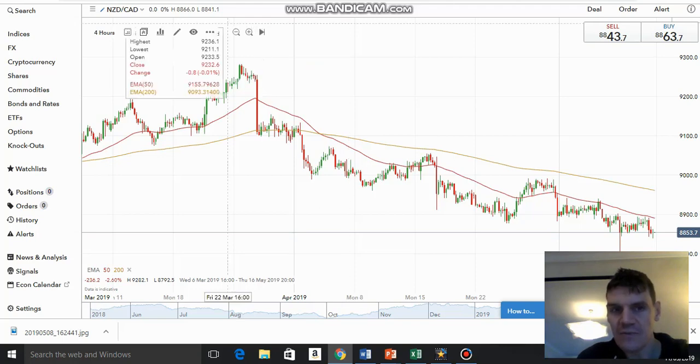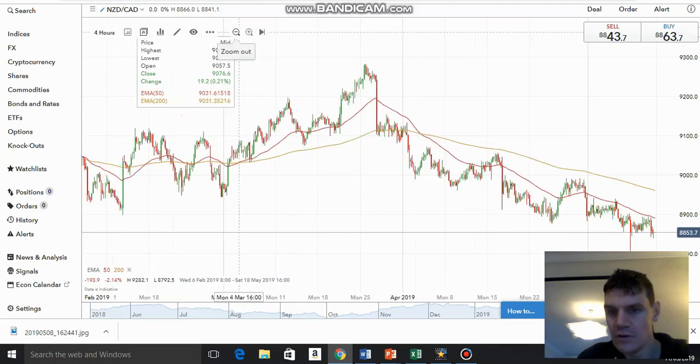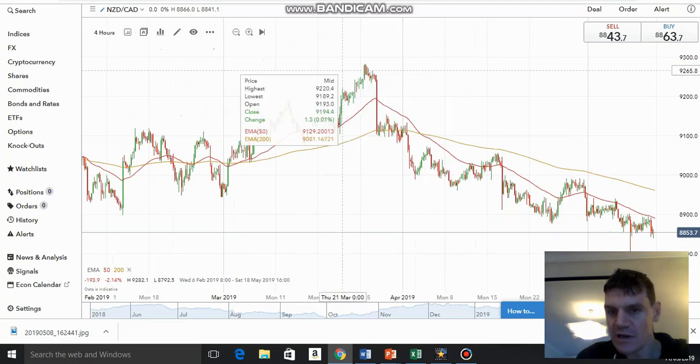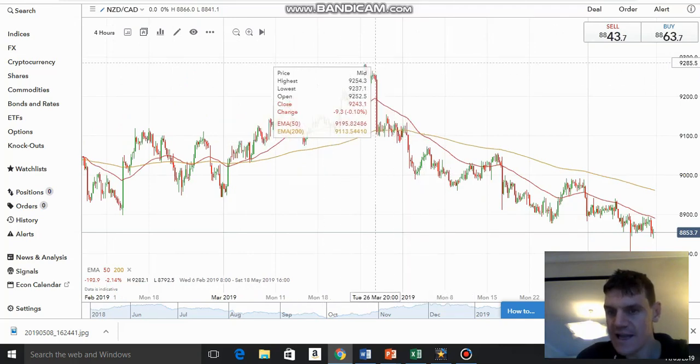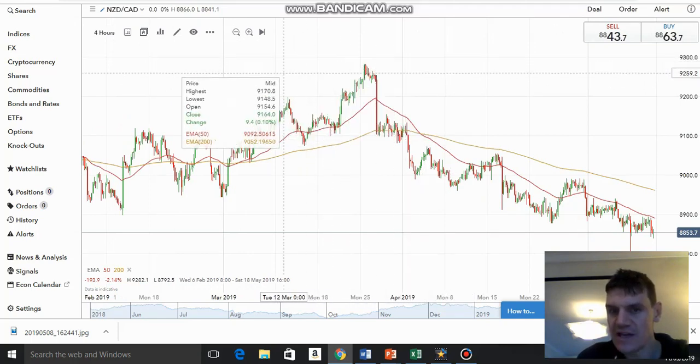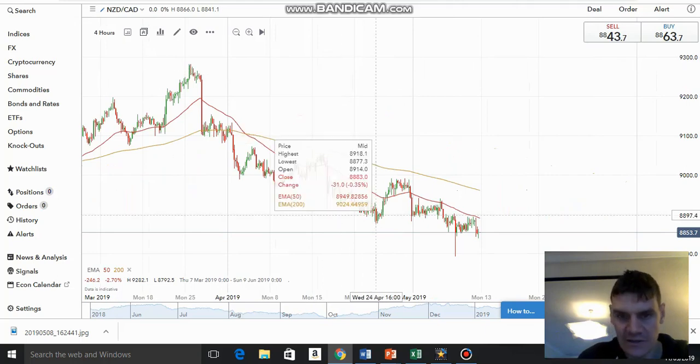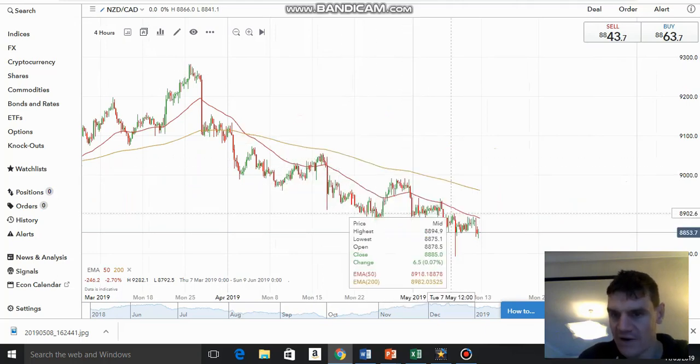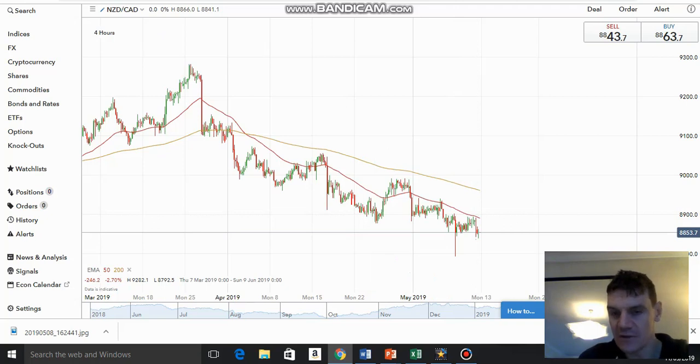Okay, so if we zoom out here slightly more, what we're going to look for is price now to bounce back into this area in between the 50 and the 200-day moving average from where it is at the moment. That will give us a signal that we can get in on this downtrend.